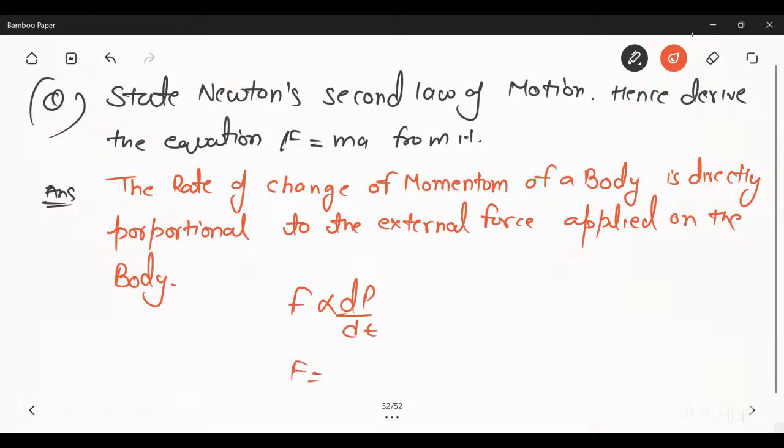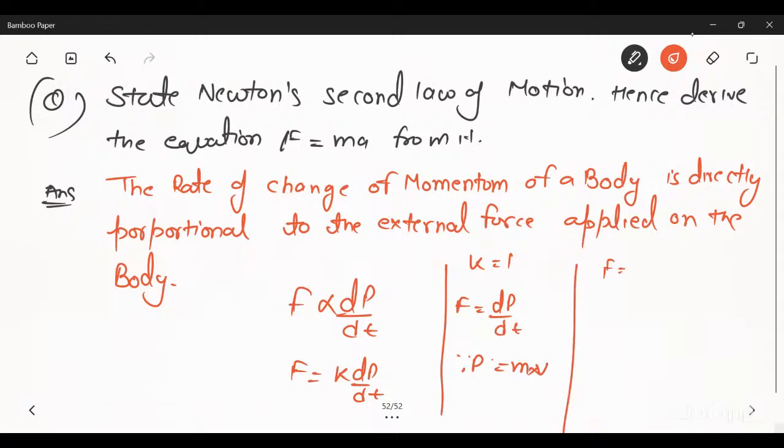After removing the sign of proportionality, a constant k comes in, F is equal to k dp by dt, and k is equal to 1. So F is equal to dp by dt. P is momentum. We know that P is equal to mass into velocity, and mass is a constant quantity. So F is equal to d by dt of mv, which is m into dv by dt. dv by dt is the rate of change of velocity with time, which is acceleration. So force is equal to mass into acceleration. That is the proof.